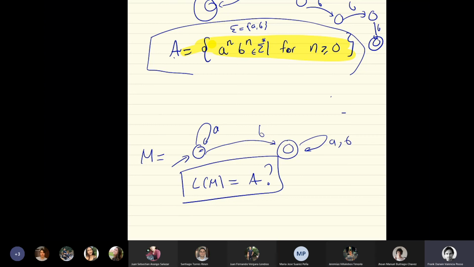Was Santiago the one speaking or Jeremias? Santiago. Okay, Santiago, continue. What string would that be? For example, BAB could be one that is accepted in the language of M. Exactly, but not in A. That one belongs to the language of M. So M accepts that string, but BAB is not in A.